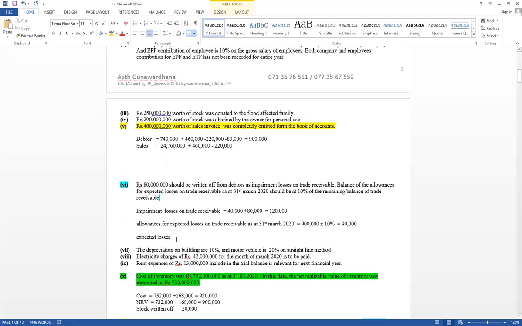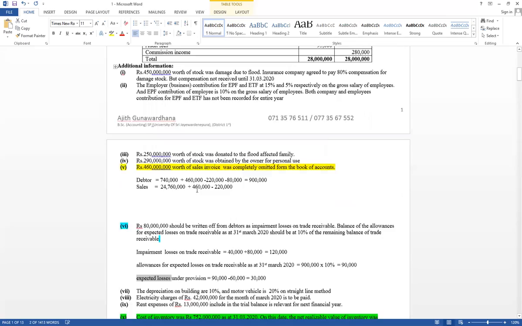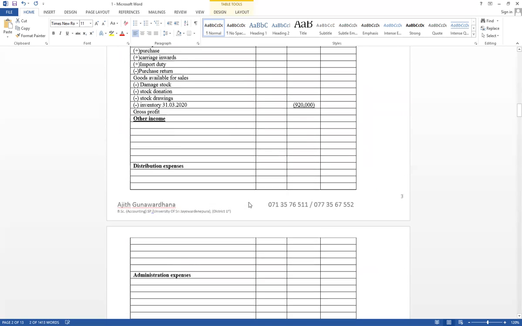Therefore, the opening balance is under value. Therefore, expected losses under provision. Opening balance is lower. Therefore, the trial balance has given 60,000. Therefore, closing balance equals 90,000. Opening balance equals 60,000. Therefore, this is the under provision. This value should be included under distribution expense as expected losses on trade receivable. Expected losses 30,000 under distribution expense.